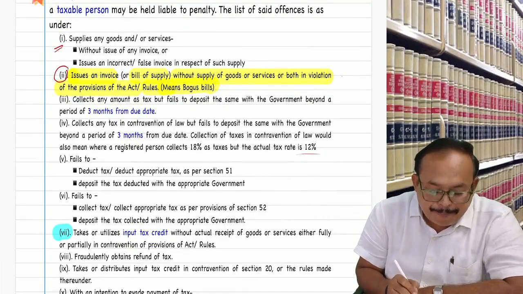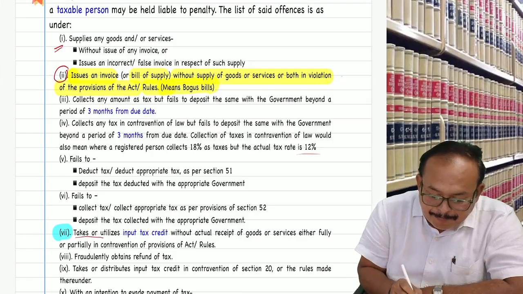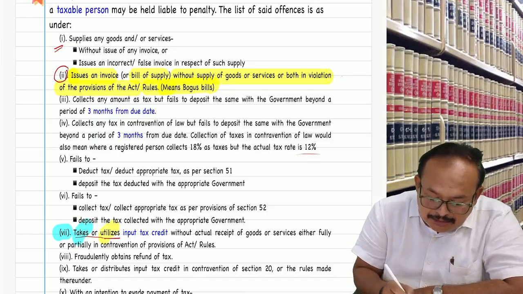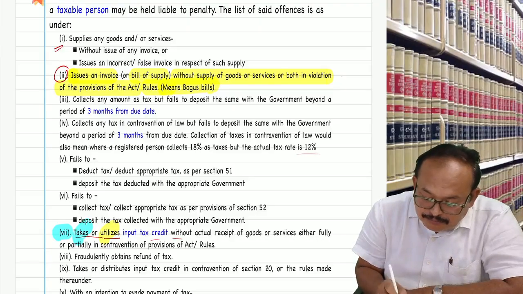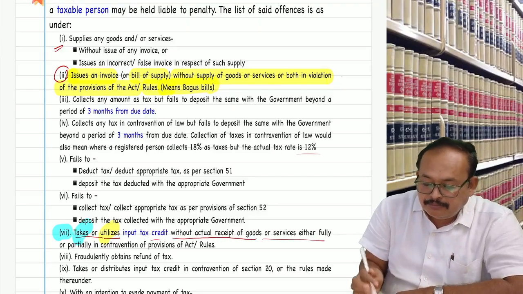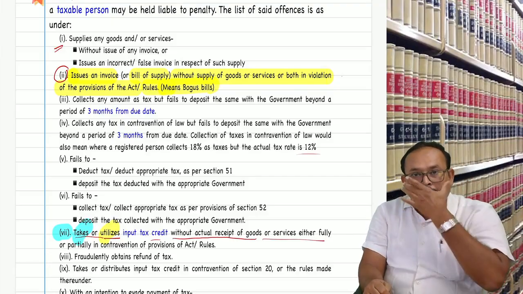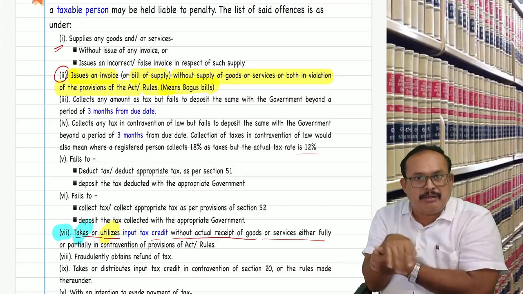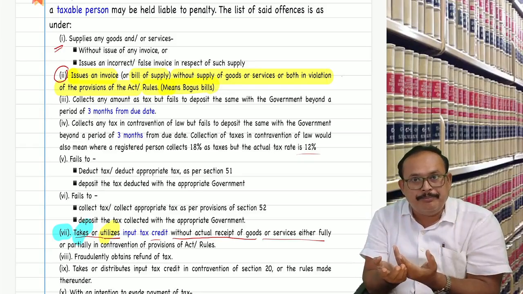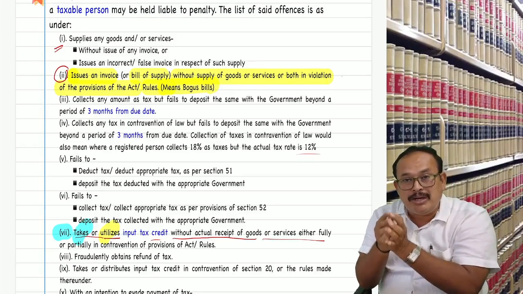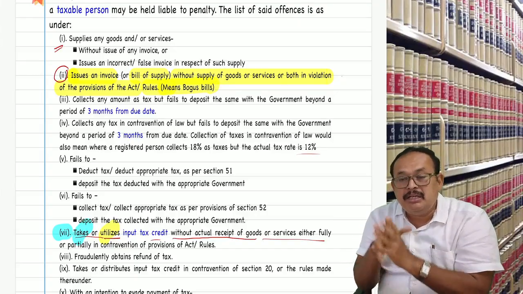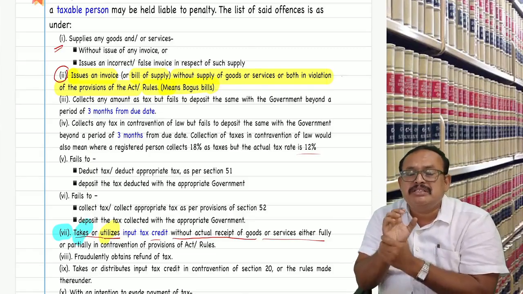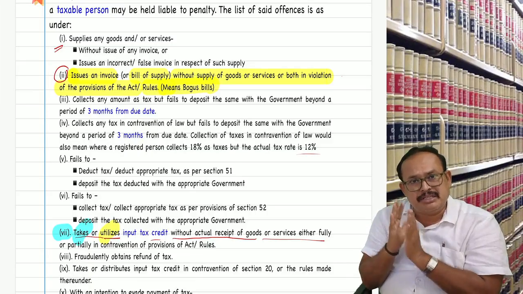Read please. Takes or utilizes input tax credit without actual receipt of goods or services, either fully or partially, in contravention of the provisions of the act or rules. There are two terminologies: takes or utilizes. If you wrongly avail, penalty will come. Wrongly utilize, penalty will come. Under section 122(1) clause 7. How much penalty? 100% of the tax or 10,000, whichever is higher, CGST. Equal amount of SGST. Is it clear?